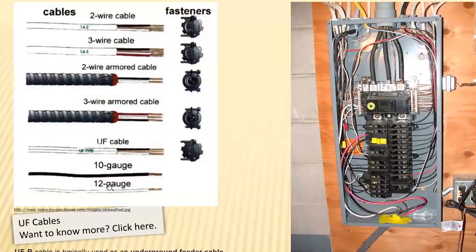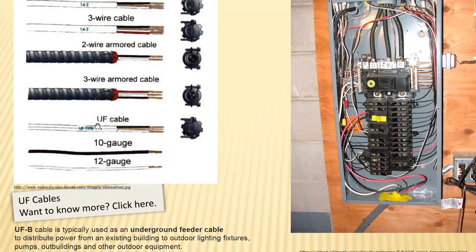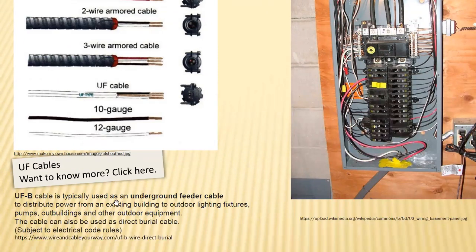Some of the specifications you're going to see is the UF. UF cable is typically used as underground feeder cable. Now, when you buy cables, there are different specifications. Some of the cables you're going to have to run in conduits. Some of the cables are capable of something called direct burial, which means you can just dig a trench. But there are certain rules. You have to dig it deep enough, going below the freezing depth.